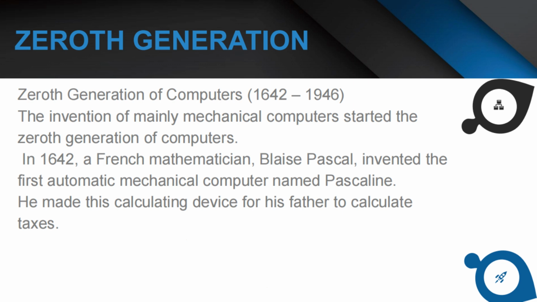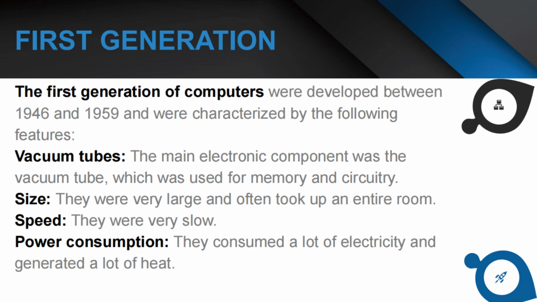Zeroth generation of computers, 1642 to 1946. The invention of mainly mechanical computers started the zeroth generation of computers. In 1642, a French mathematician, Blaise Pascal, invented the first automatic mechanical computer, named Pascaline. He made this calculating device for his father to calculate taxes.